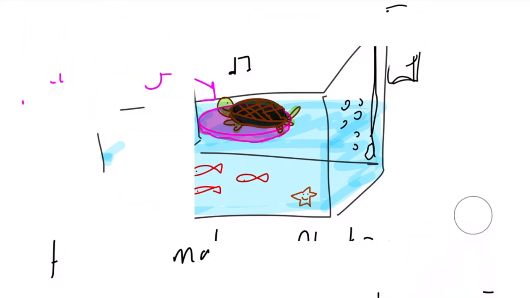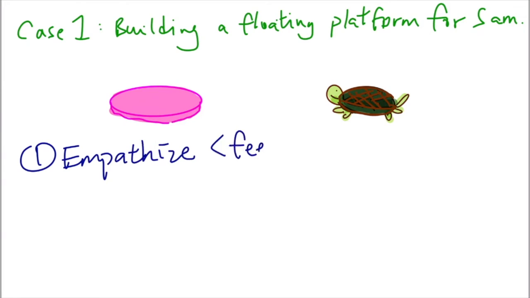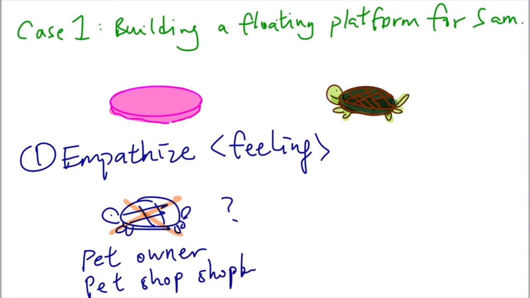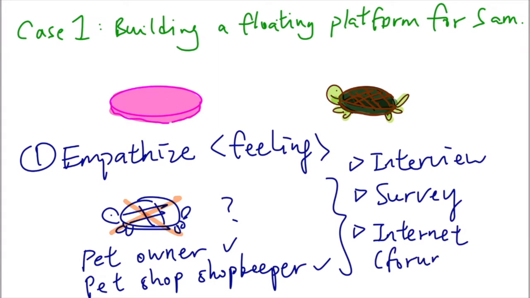Now, we try to solve this problem using the design thinking process. Step 1, empathize. Empathize basically means to understand the feeling of the user. Of course, we cannot ask Sam directly. Therefore, we need to ask the pet owner, the pet shop shopkeeper, or you can go to the internet, look for some comments, or carry out some survey or research.